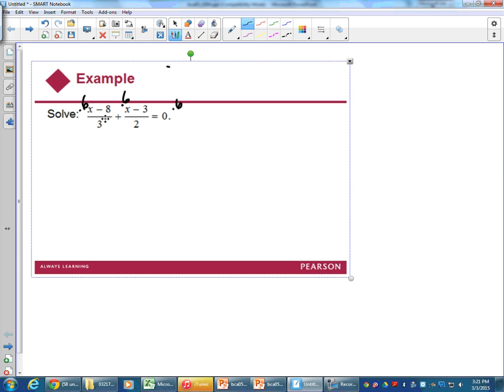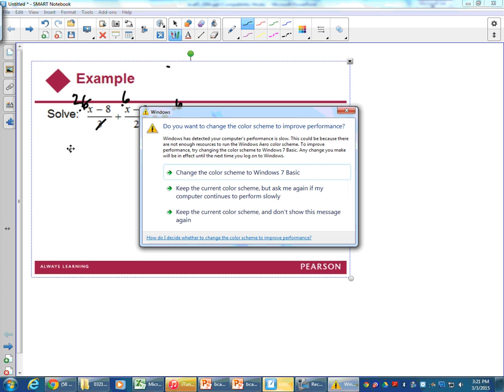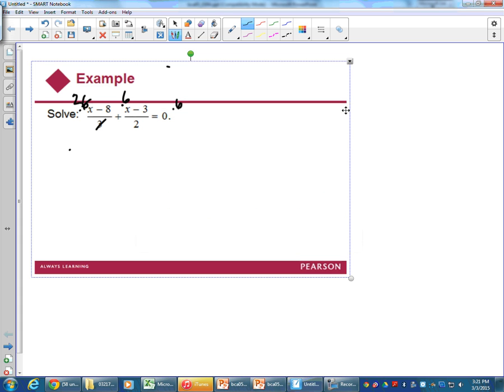Multiplying by 6 and dividing by 3 is like multiplying by 2 because 3 goes into 6 two times. So 2 times x minus 8 makes this first expression 2x minus 16. 2 will go into 6 three times, so there's now no longer a denominator. It's plus 3 times x minus 3, which would be plus 3x minus 9, equals 0 times 6, which is 0.